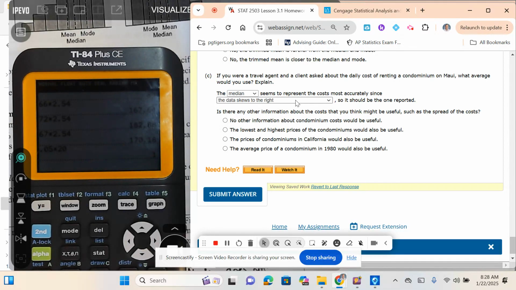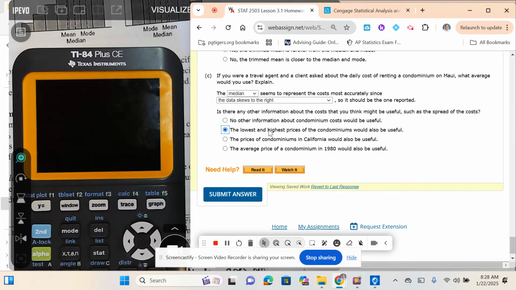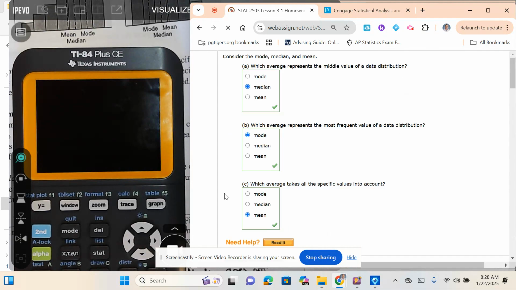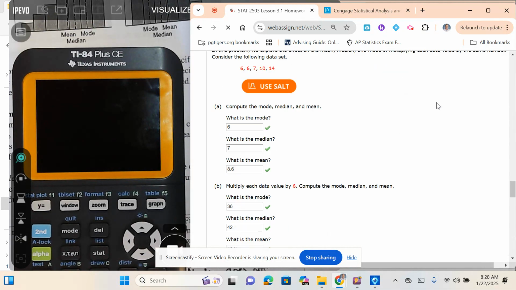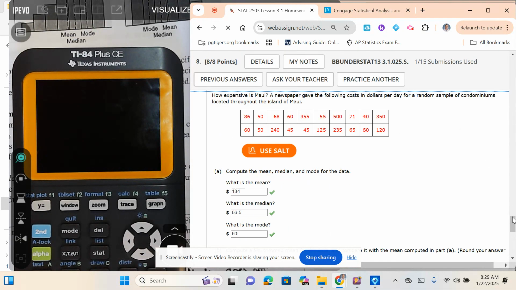Is there any other information that might be useful, such as the spread of cost? This kind of leads into the next lesson. So some things that might be useful: if you're talking about spread, then we've got to say which one of these answers is covering spread. Which one is talking about the lowest and the highest? Because you're talking about the lowest and the highest, you're talking about how spread out the distributions are. You're trying to see the range of values. So that is why that one would be the best answer, because it references spread specifically.